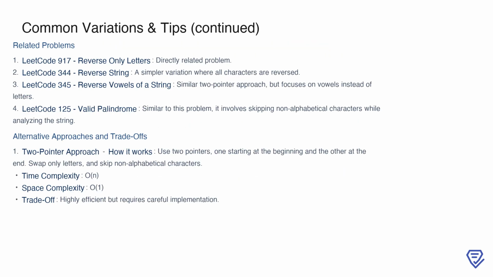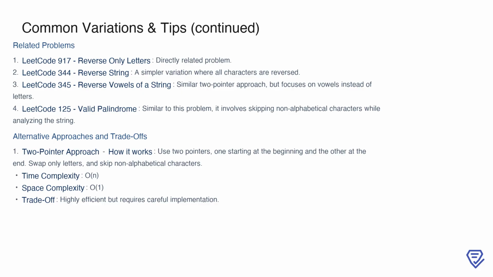This problem has several related problems that are worth exploring to deepen your understanding. For instance, LeetCode 344, reverse string, is a simpler variation where all characters are reversed. Another example is LeetCode 345, reverse vowels of a string, which is similar but focuses on vowels instead of all letters, making it a great practice problem for the two-pointer technique. Additionally, LeetCode 125, valid palindrome, shares similarities since it involves skipping non-alphabetical characters while processing the string.